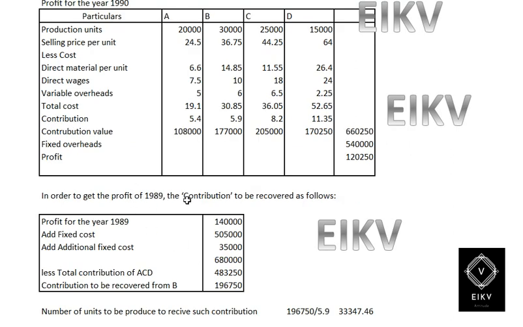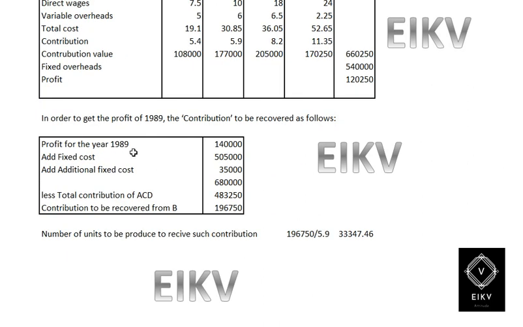In order to get the profit of 1989, the contribution has to be recovered as follows. The profit for the year 1988 is 1 lakh 40. We need to add the fixed cost of 1 lakh 5,000, and additional fixed cost 35,000. So the total will be 6,80,000, and we need to deduct the contribution which is received from A, C, and D. The total contribution will be 4,80,250.